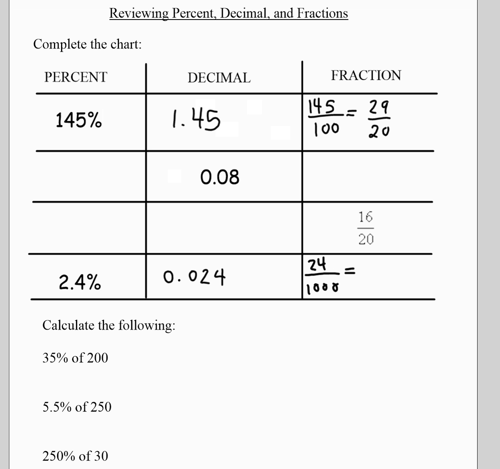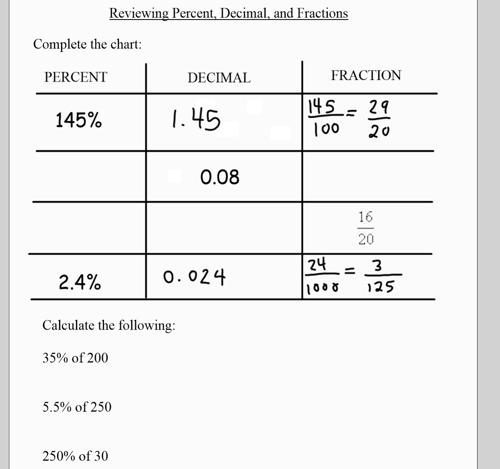And then you're going to notice that 2 goes into both, but so does 4. And I actually believe that 8 also goes into both. And so 8 goes into 24 3 times, and 8 goes into 1,000 125 times.